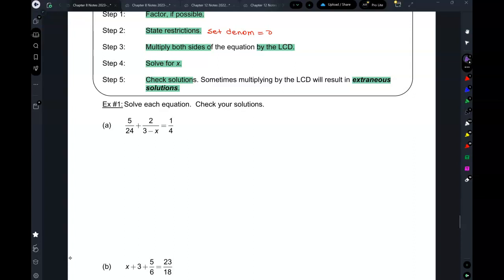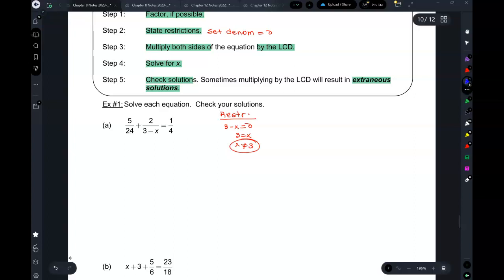So set the denominators equal to 0, but just the ones with the variables. So here for the restriction, we say 3 minus x equal to 0, right? And then I add x to both sides, 3 equals x. So basically the restriction is x cannot equal 3. Because when x equals 3, what will this denominator equal? 0, and you can never have a denominator 0. So x can never equal 3.